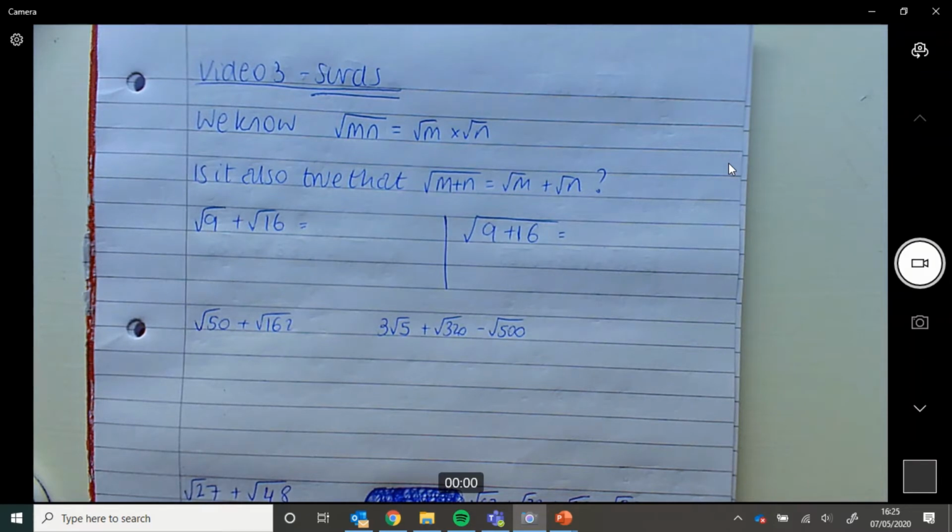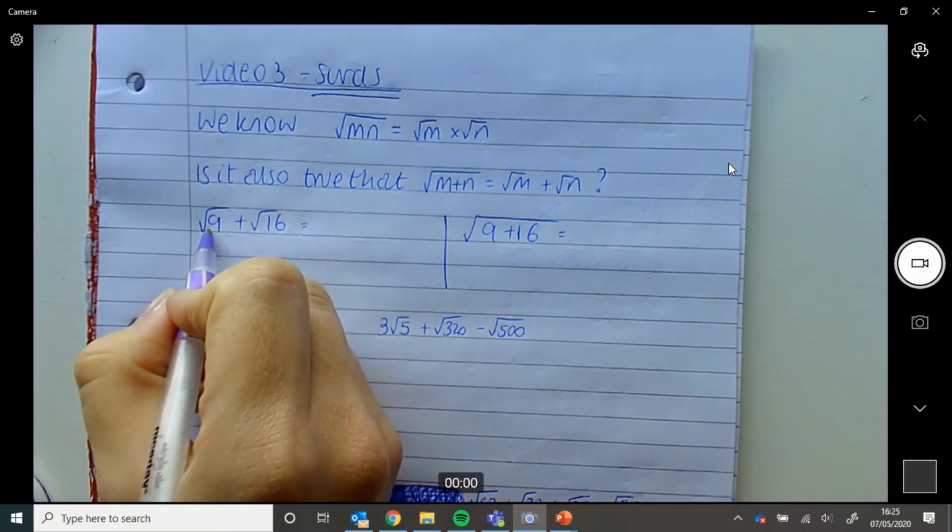So I've got two numbers which aren't surds, but they are in square roots: the square root of 9 and the square root of 16. I'm going to work them out in both ways, as two separate answers and as one, and see if I get the same value for my answer. If they are the same, then it's true. If they are not the same, then it is not true.